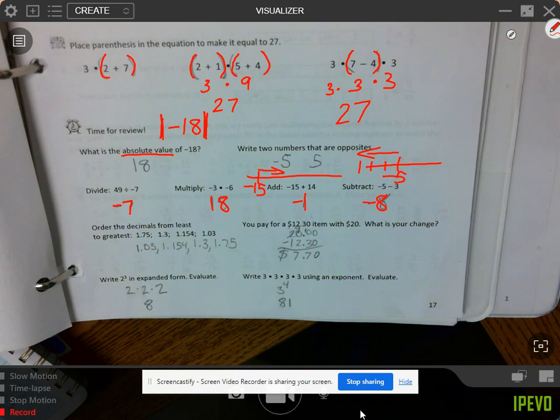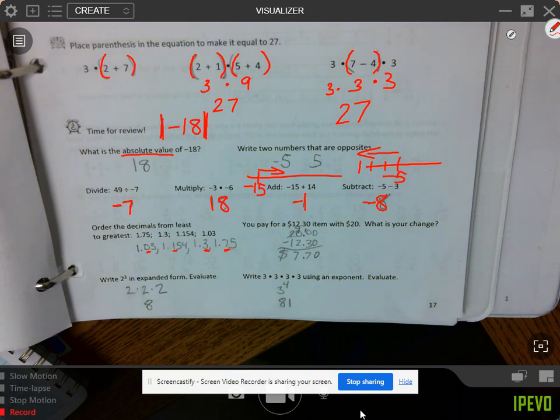All right, now ordering our decimals from least to greatest. Remember, you can stack those decimals to see. We have negative, 1.03, 1.154, 1.3, 1.75. So in our ones place, they were all ones. So we had to look at our tenths place and put them in order by the tenths place.